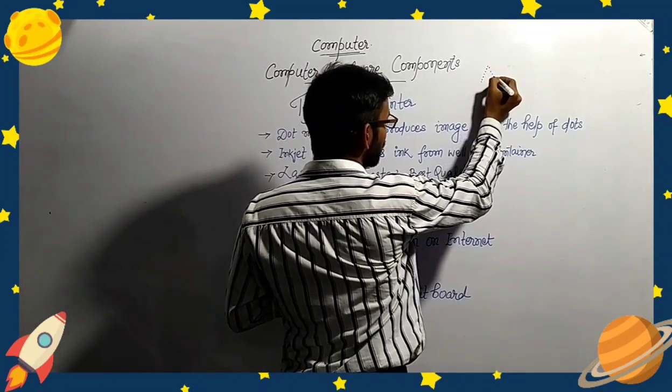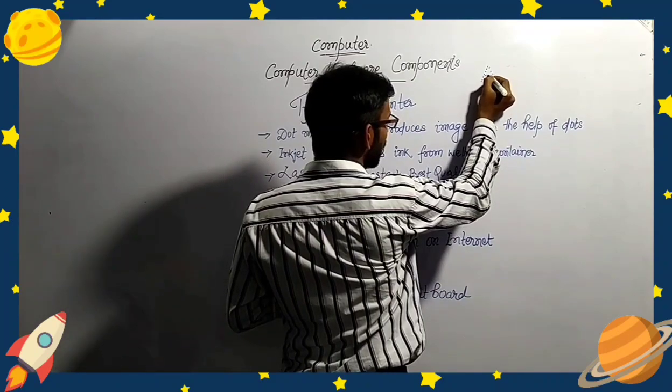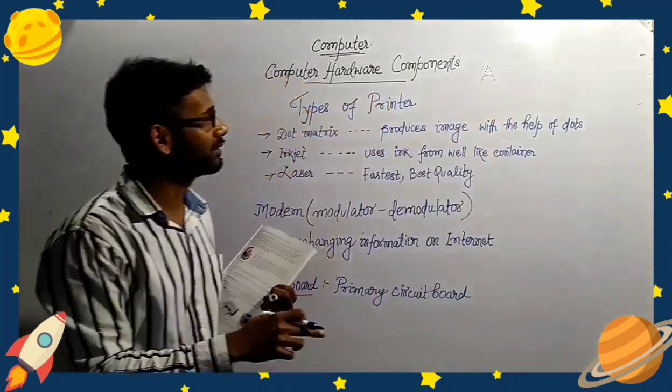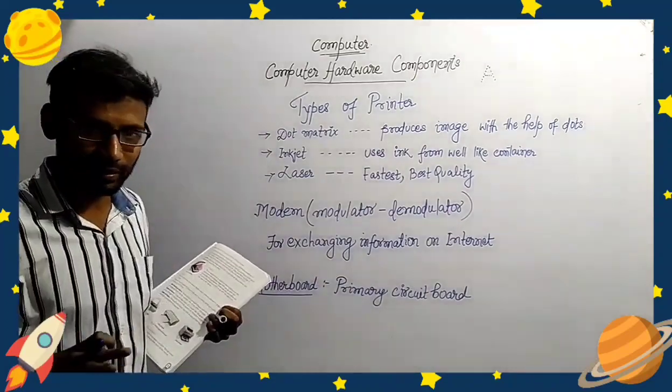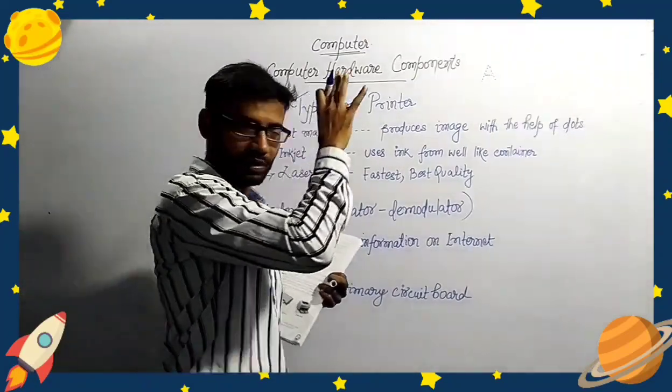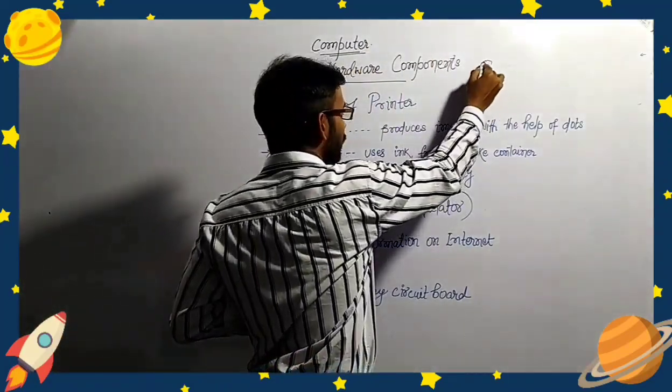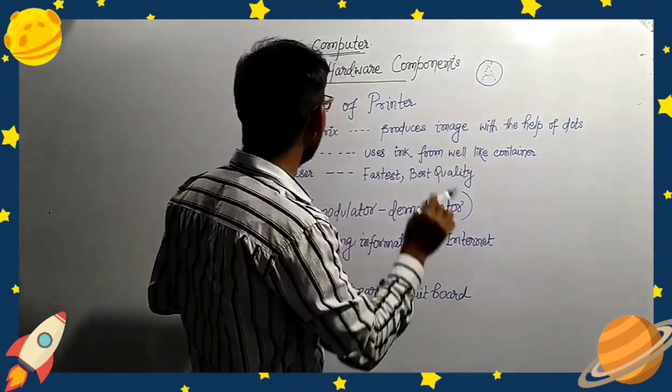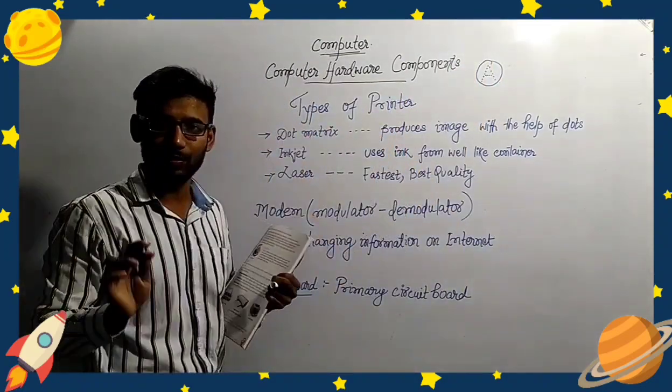Clear? So basically, using dots a specific letter is written. Using this kind of technique, the dot matrix printer presents the image.